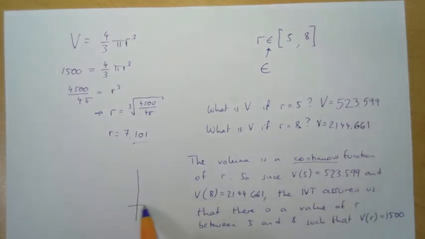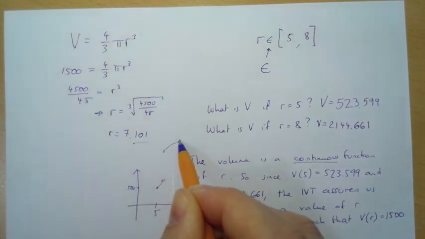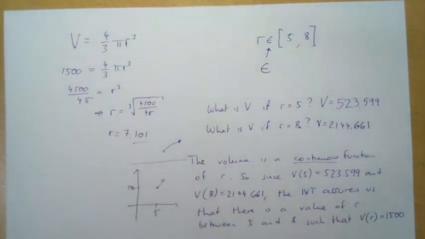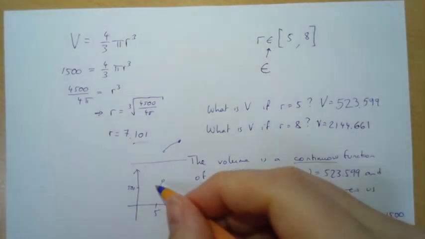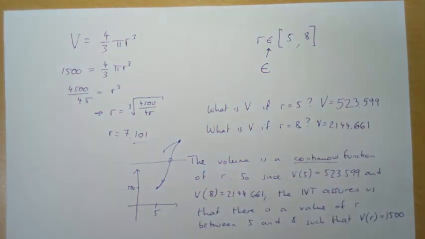If the volume wasn't continuous, I could be at 500, and then jump and end up at 2000 without going through 1500. But since it's a continuous function, I must somewhere go through 1500.